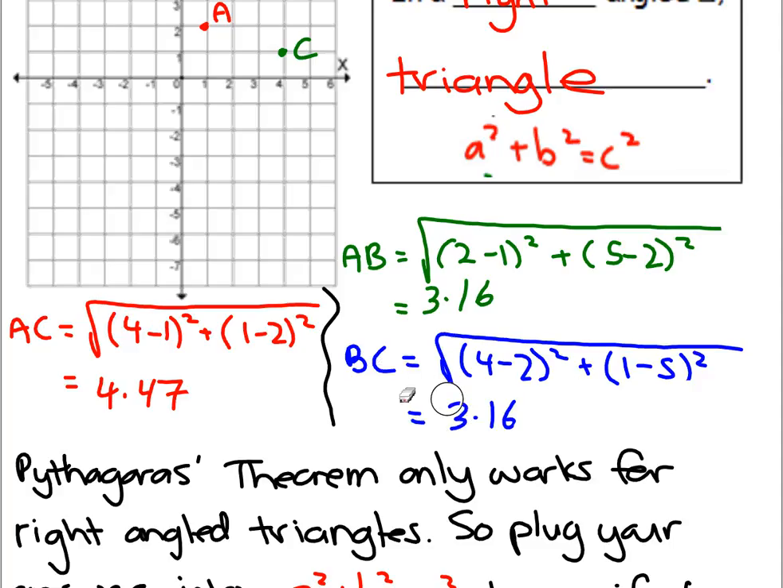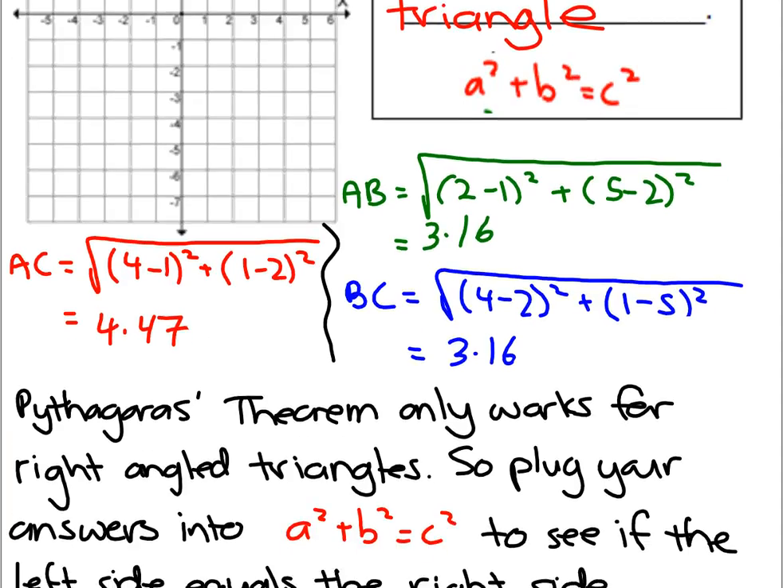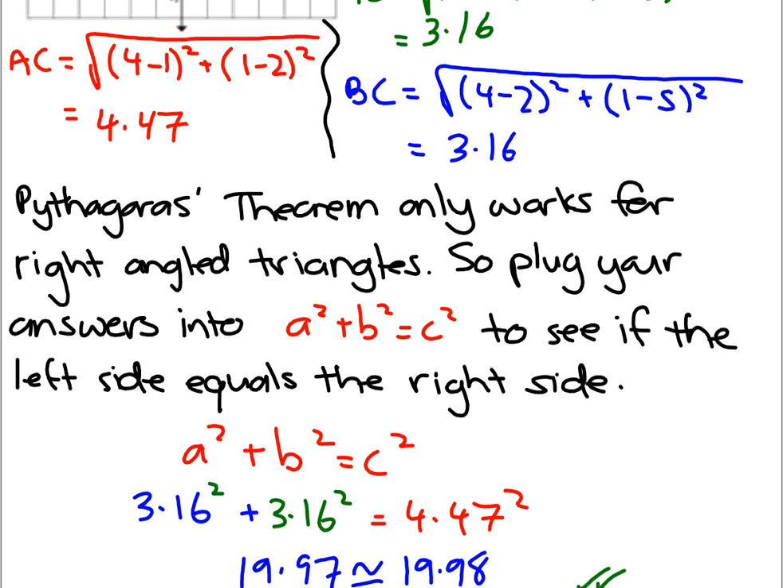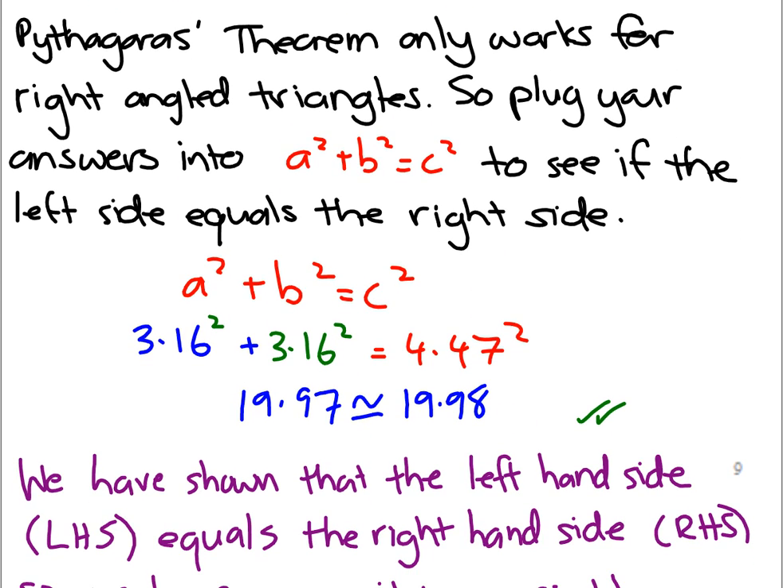So it turns out it's an isosceles triangle, but that's not what we're trying to find out. We're trying to test whether it is right angled or not. I've written a big blurb down here, which you can pause and write out if you want. If you've got the space, you might want to summarize it. You don't need to write it in this much detail. Pythagoras' theorem only works for right-angled triangles. So plug your three distances into a squared plus b squared equals c squared to see if the left-hand side equals the right-hand side. And if it does, then it was a right-angled triangle. And remember, c would have to be the longest side.